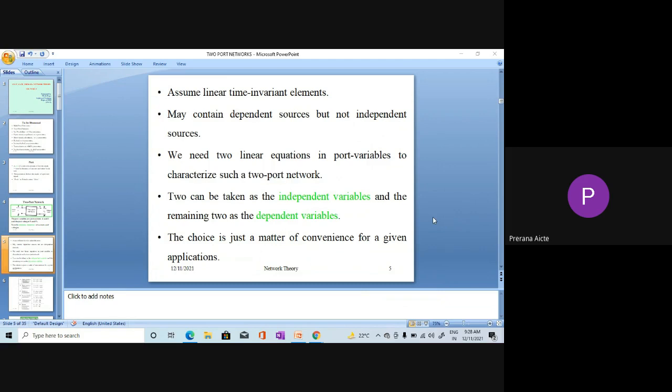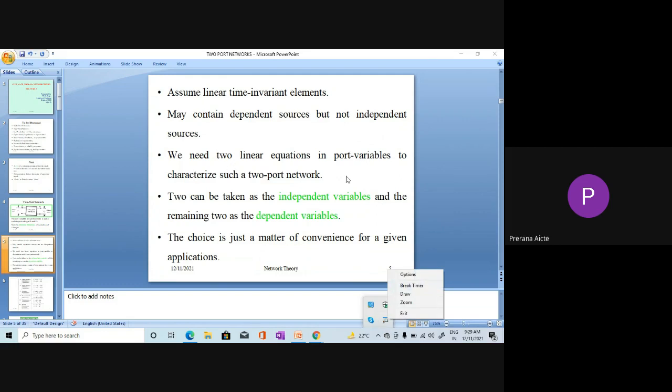So look at the introduction part of your two-port networks. Assume linear time invariant elements. We have to consider linear time invariant elements that may contain dependent sources but not independent sources. They may contain dependent sources, which may be voltage sources and current sources. We need two linear equations in two-port variables to characterize a two-port network.